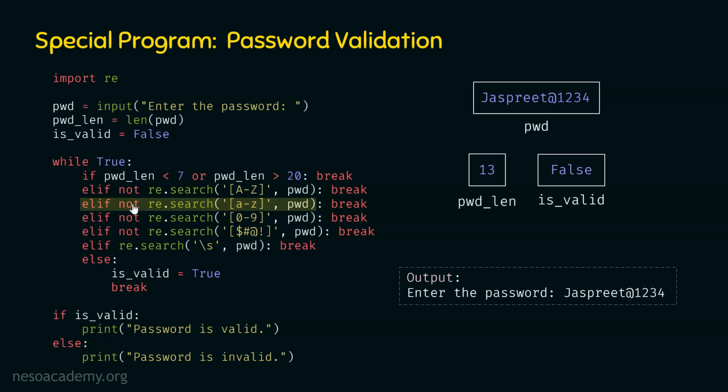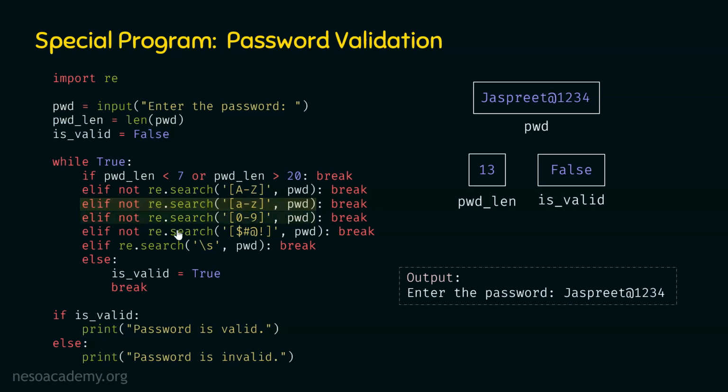Please note that here we are using the NOT operator. If we get a match object from the search function, then that is equivalent to true and not of true eventually becomes false. If we receive None from the search function, then we know that None is equivalent to false and not of false is true. In that case, the condition becomes true. Here, the condition is not satisfied, hence this break statement will not be executed.